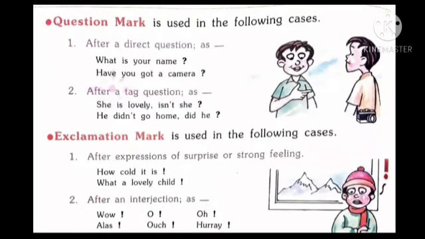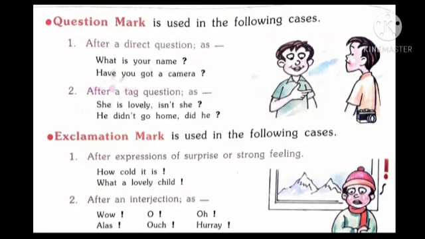Question mark. We use a question mark when we are asking a question. For example, after a direct question like what is your name? Have you got a camera? So, we are asking questions in these sentences. That's why we have used question mark here. And after a tag question, we use question mark, like she is lovely, isn't she? He didn't go home, did he? We use question mark after a tag question also.